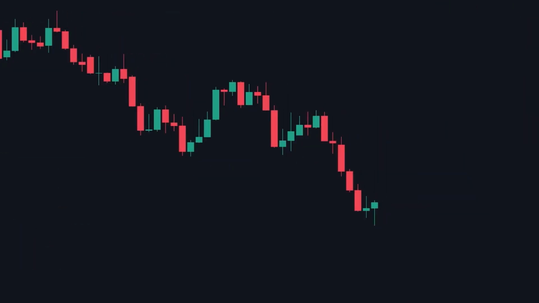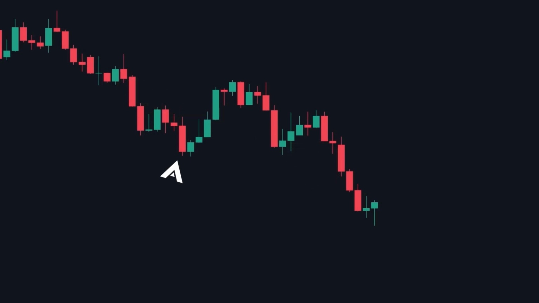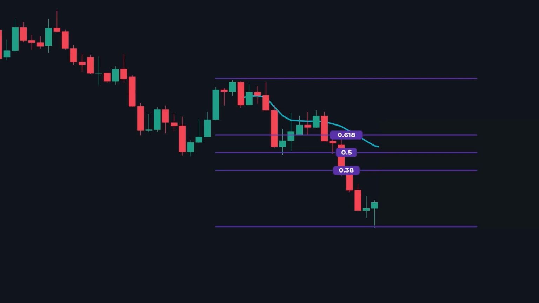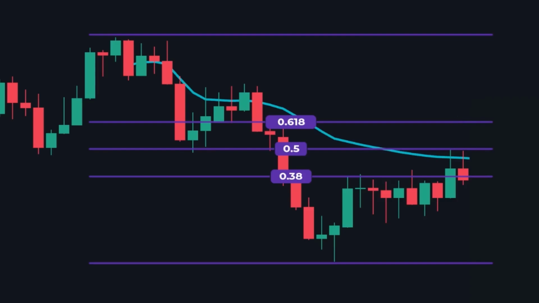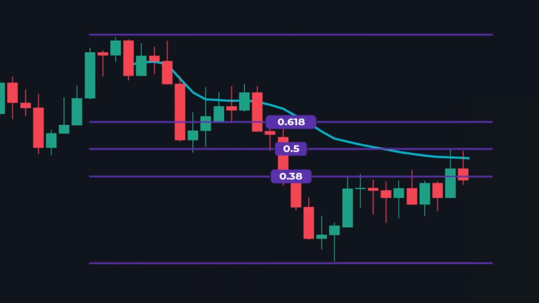Here's an example. We begin with an established downtrend. The price swings low, followed by a pullback. After breaking the previous swing low and forming a new low, we find the high and plot the anchored VWAP from there. We then apply a Fibonacci retracement from the most recent high to the new low. As the price pulls back and stalls at the anchored VWAP, we see that it coincides with the 50% Fibonacci retracement level. This results in a strong confluence of the anchored VWAP and the Fibonacci level.